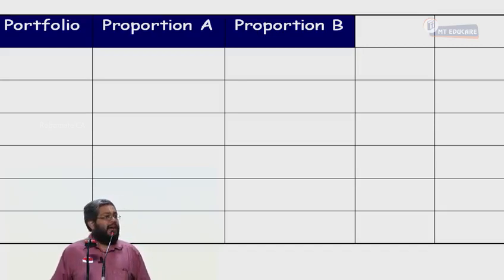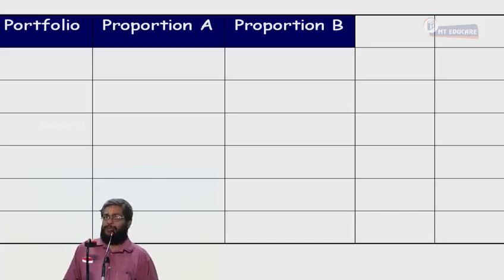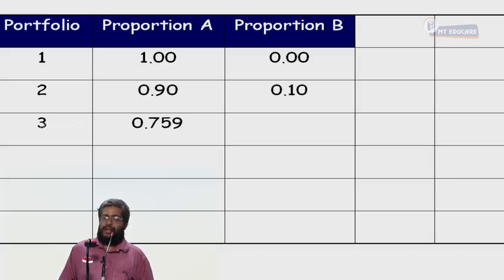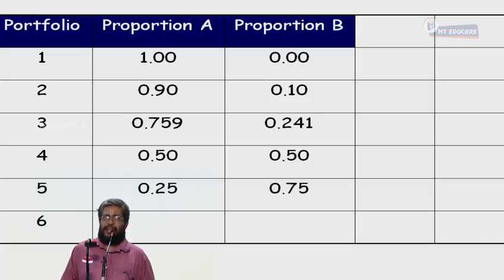Now, I constructed 6 portfolios. We can even construct 60 portfolios with A and B in different combinations. For a sample, I constructed 6 portfolios. First portfolio consists of A fully, no B. Second portfolio, 90% A, 10% B. Third portfolio, it is 75.9% A and 24.1% B. Like that, fourth, fifth, and then sixth.